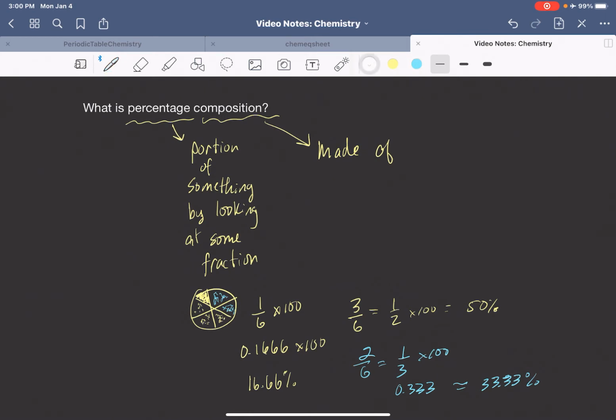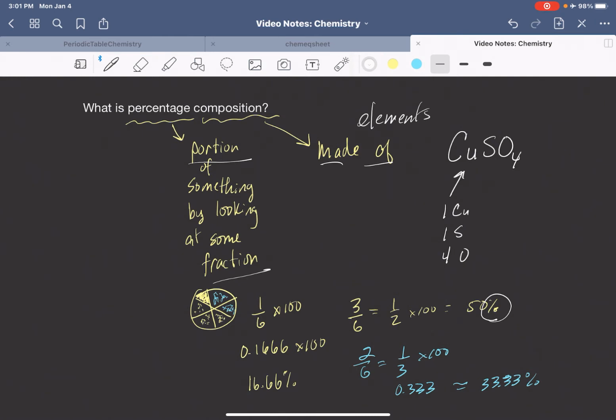Now, if we're talking about chemistry, about an element, for instance, or compounds, in this case what we're talking about is the fraction, the portion, the percentage that is the elements that make up that particular compound. So for instance, if we were to look at copper(II) sulfate, we could see here that if we had 1 molecule of this, there's 1 copper, there's 1 sulfur, and then there are 4 oxygens.